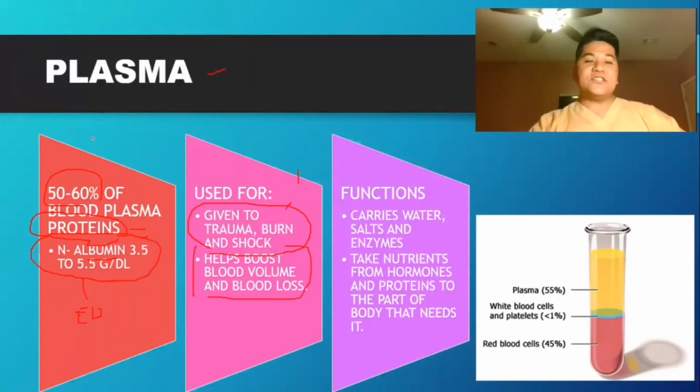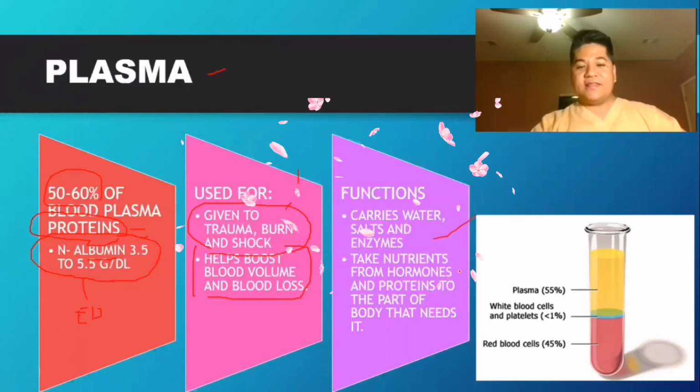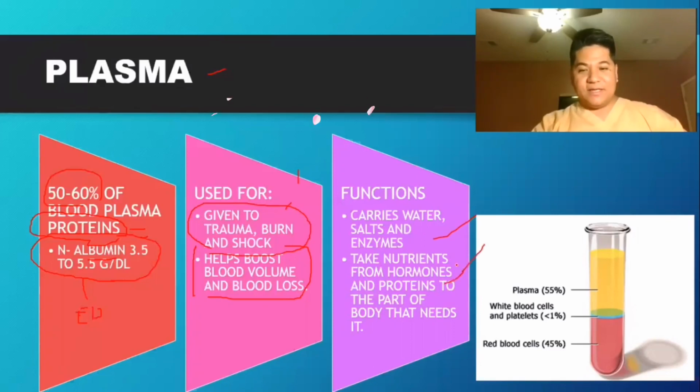Now the functions of your plasma, aside from what I've mentioned, are that it carries water, salts, and enzymes. Check on that. It takes nutrients, hormones, and proteins to the parts of the body that need them most. Hormones are especially important, like your antidiuretic hormone, growth hormone, and sex hormones. There are a lot of them, so they are very important.